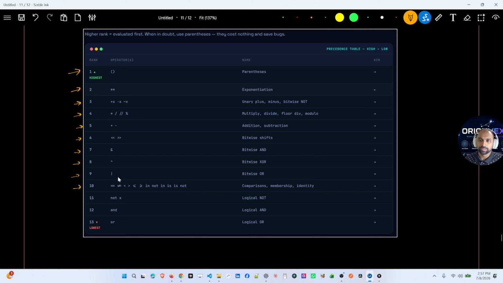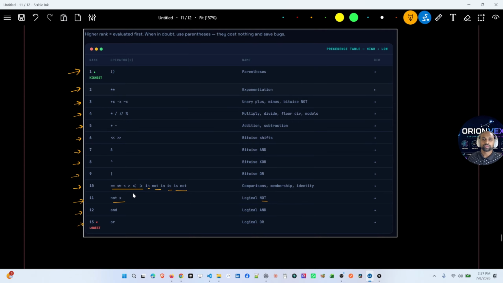The comparison operators include several different ones: equal to, not equal to, greater than, less than, greater than or equal to, less than or equal to, in and not in, then is and is not. These are the comparison operators. The next rank goes to not x, that is logical NOT. Then the twelfth rank is the and operator, logical AND, and the lowest priority is logical OR.